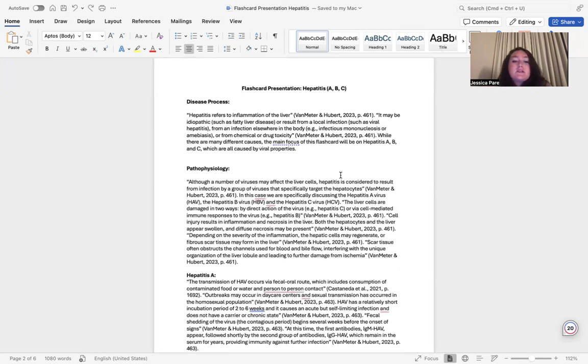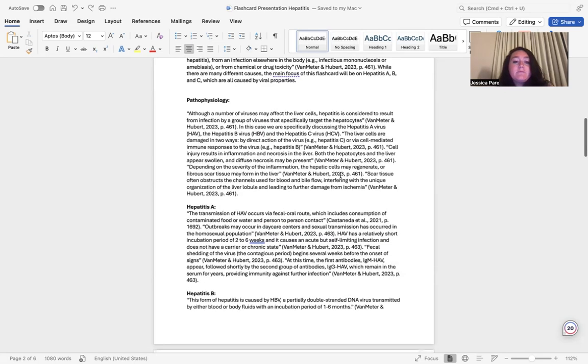So the disease process. Hepatitis refers to the inflammation of the liver. It may be idiopathic, such as fatty liver disease, or result from a local infection, such as viral hepatitis, from an infection elsewhere in the body, such as infectious mononucleosis or amoebiasis, or from chemical or drug toxicity. While there are many different causes, the main focus of this flashcard will be on hepatitis A, B, and C, which are caused by viral properties.